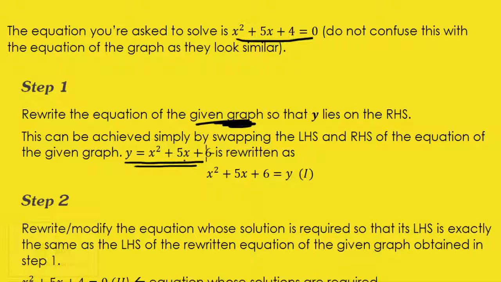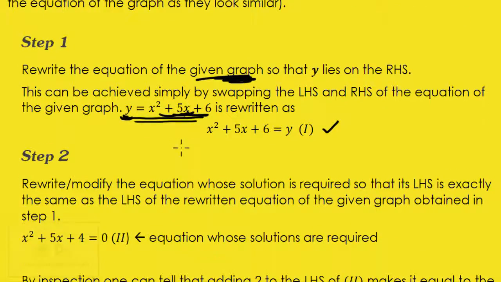The first step says take the equation of the graph and just swap the left hand side and right hand side. That's very easy to do. So y equals x squared plus 5x plus 6 becomes x squared plus 5x plus 6 equals y. The left hand side and the right hand side have been swapped. Let me use a different color here.